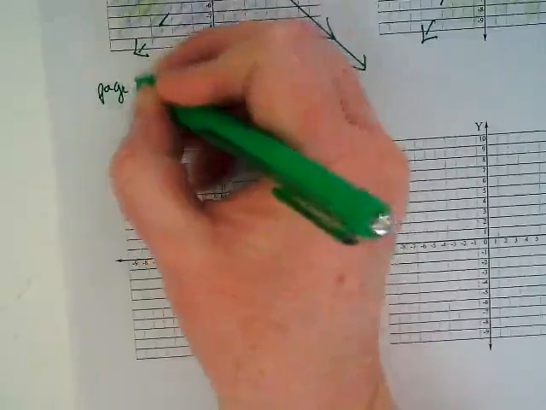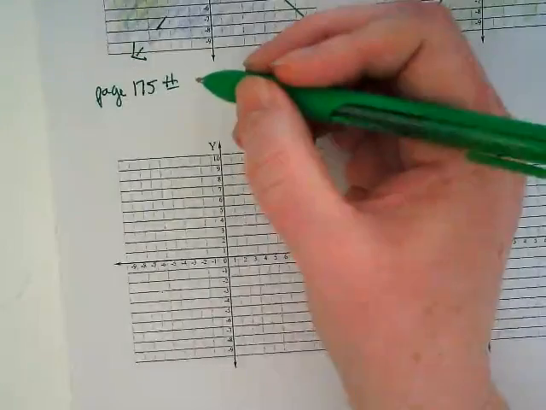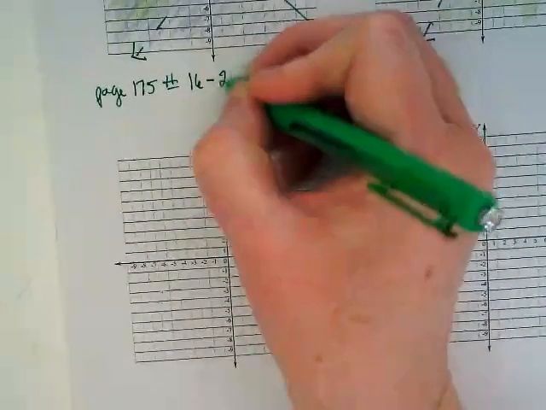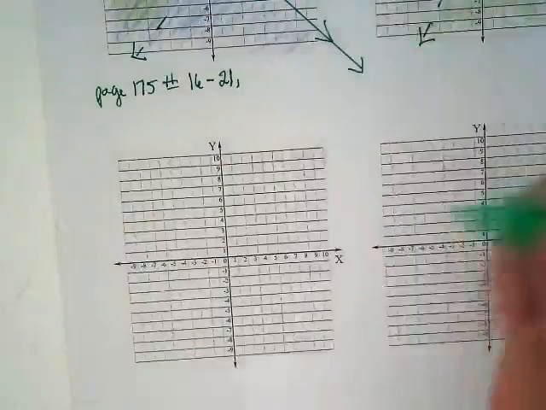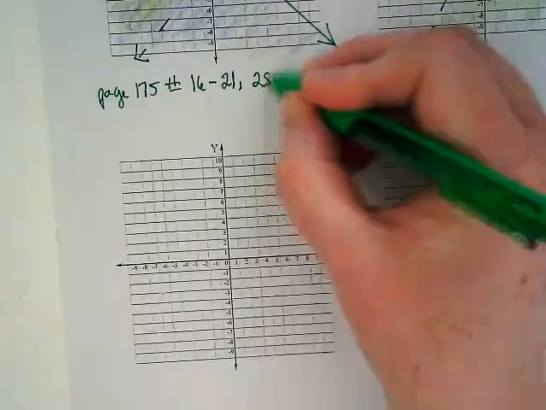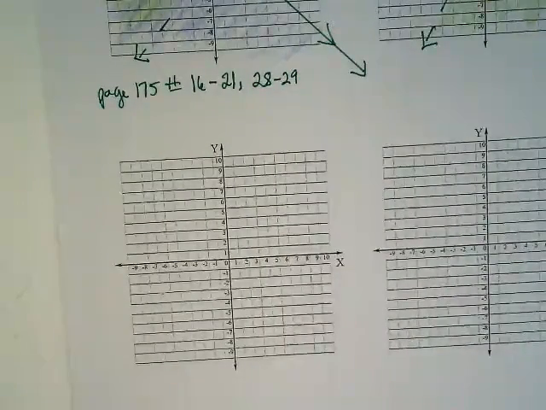On page 175, I would like you to do numbers 16 through 21. And then try 28 and 29, which are like yesterday, where you see the graph and you're going to try to write what the system is that's graphed on the graph. Okay?